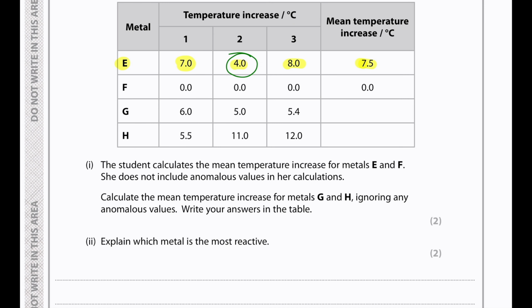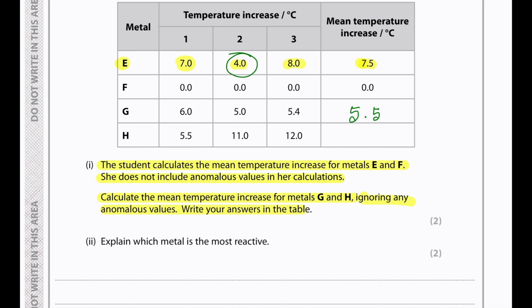The question says the student calculates the mean temperature increase for metal E and F. She does not include anomalous values in her calculation. Calculate the mean temperature increase for metal G and H, ignoring any anomalous values. Write your answer in the table. So we can see one of the temperatures is 6, the other is 5 and 5.4. So we can use all of them. So for G, once we round it up, the temperature becomes 5.5.